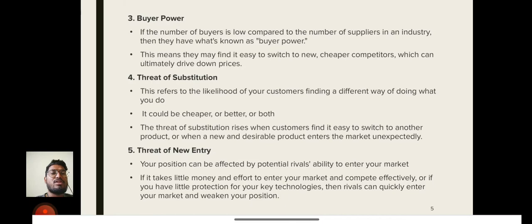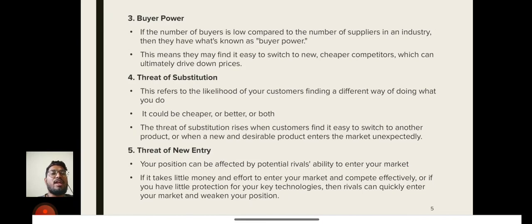Threat of substitution. This refers to the likelihood of your customers finding a different way of doing what you do. It could be cheaper or better or both. The threat of substitution rises when customers find it easy to switch to another product or when a new and desirable product enters the market unexpectedly.